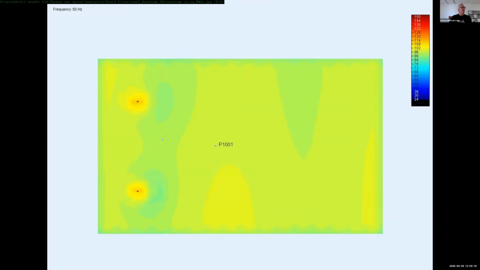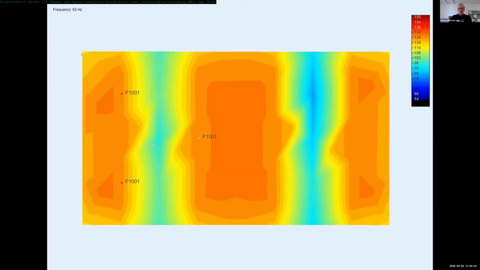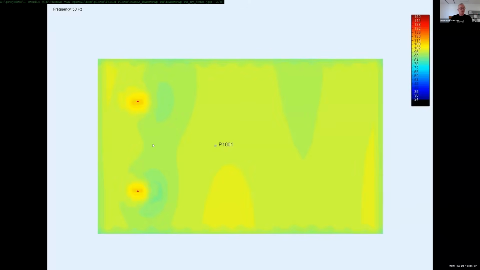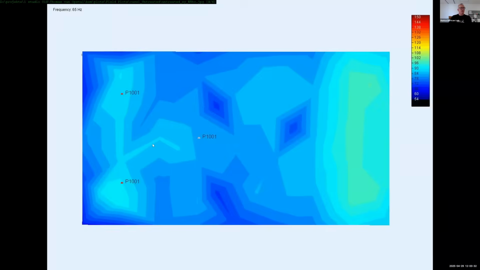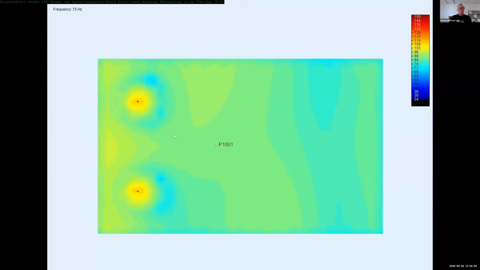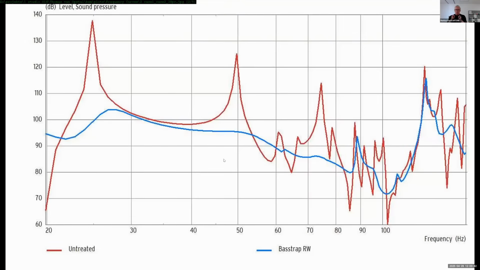The same with 50 hertz. That's 50 hertz without bass traps. That's 50 hertz with a good bass trap at the back wall. And that's 75 hertz with no bass trap, and with the bass trap on the back wall. So that illustrates that just by putting a good bass trap on the back wall, we do solve the main issues. Okay, so with a fairly chunky absorber on the rear wall, we can get rid of a lot of the big issues in the room.